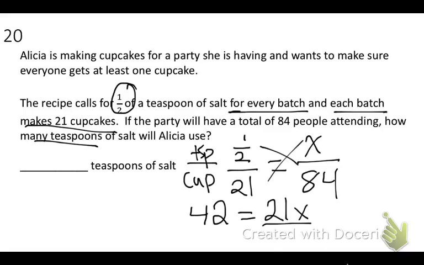21x. Divide both sides by 21. X equals 2, and X represents teaspoons, so she's going to need 2 teaspoons of salt.